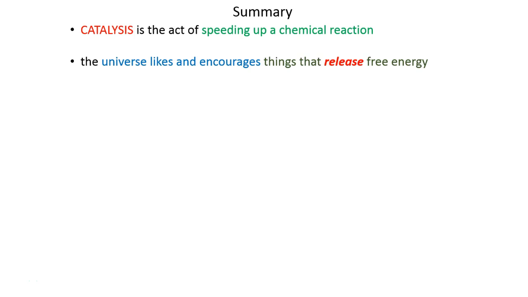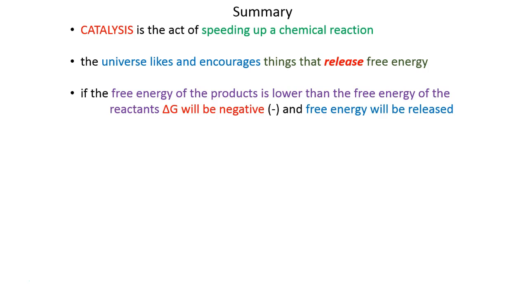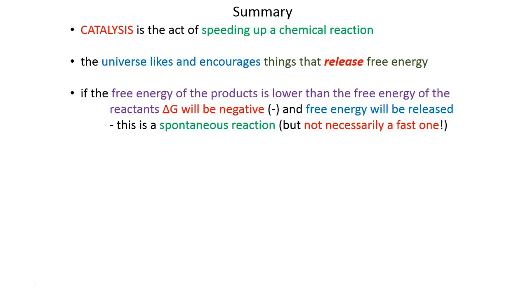So to summarize what we've talked about in this lecture chunk, we started off defining catalysis as the act of speeding up a chemical reaction and making it more easy to occur. We made sure to understand that the universe encourages reactions that have negative delta Gs. These are reactions that release free energy. The reason for that is that the universe likes heat being released because it makes things more chaotic. If the free energy of the products is lower than the free energy of the reactants, we will have a reaction with a negative delta G. That means free energy is released, and those reactions are favored by the universe. We call that thermodynamically favored.